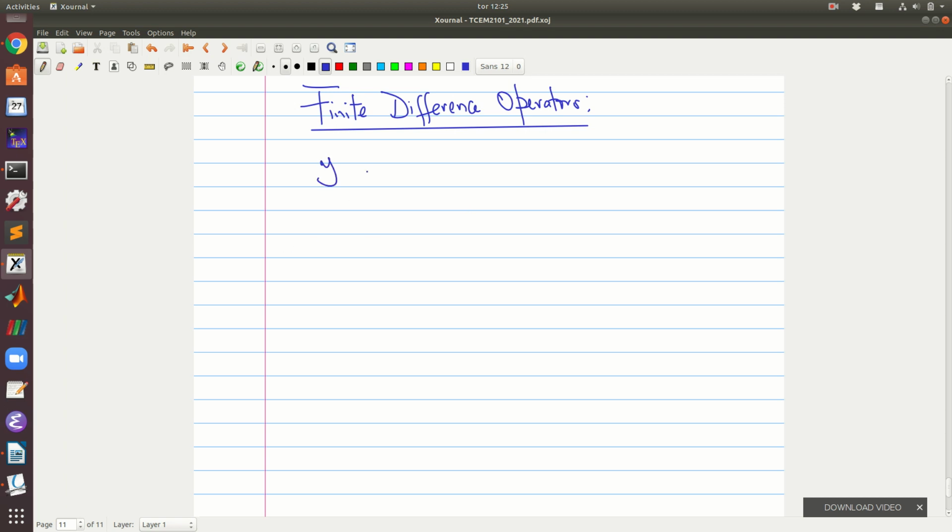So we'd like to start by saying that for a function y equals f of x, we will describe y0, y1, y2 and so on up to yn to be the values of the variable y corresponding to the equidistant arguments x0, x1, x2 up to xn.